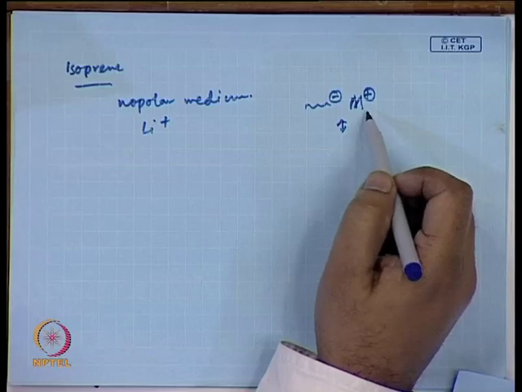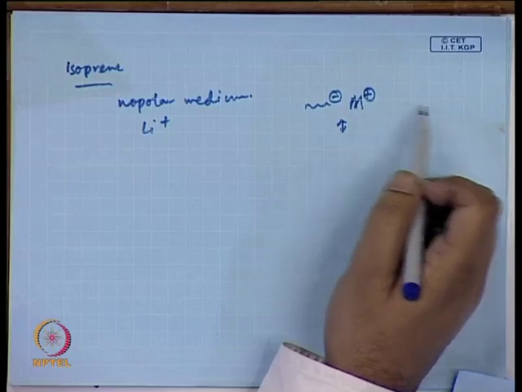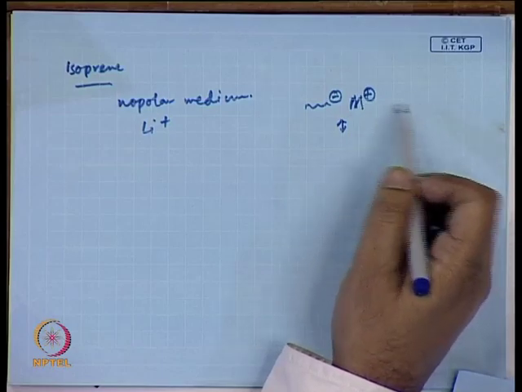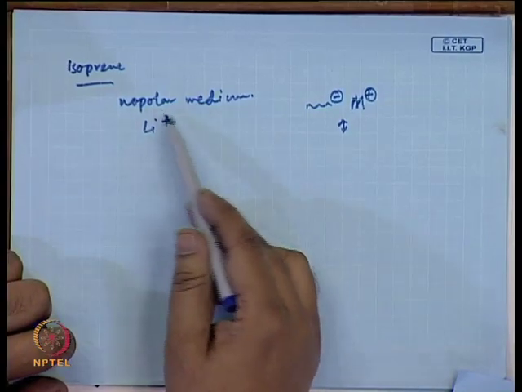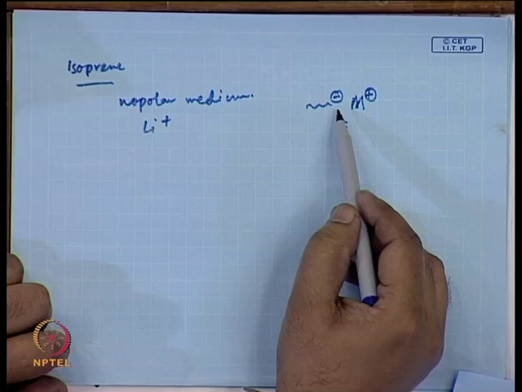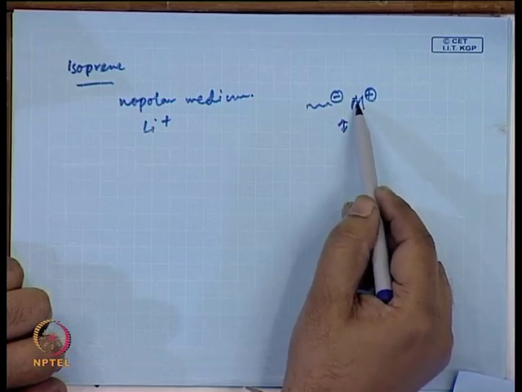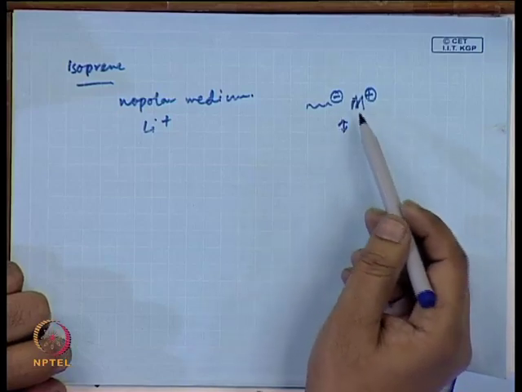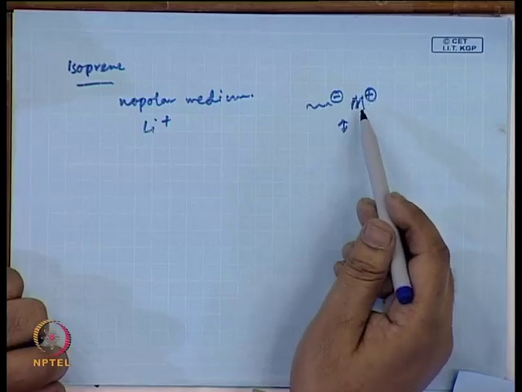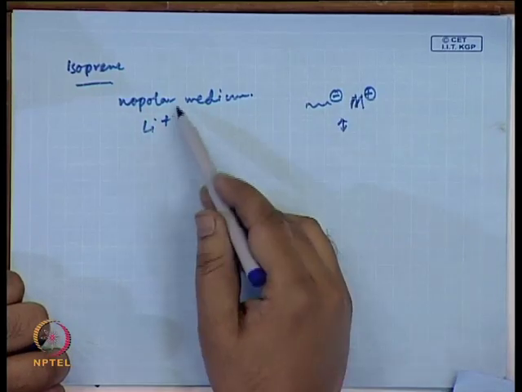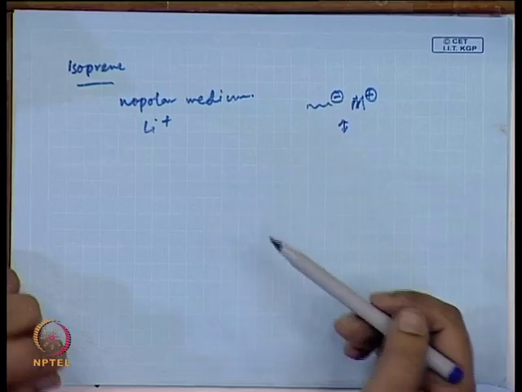If the polarity of the medium is higher, then they will slowly move from a tight ion pair to a loose ion pair, then to free ions. If the polarity of the medium is lower, then they will become closer and closer. If you are in a non-polar medium, they will become a very tight ion pair. Now, if you have a tight ion pair, then the smaller the size of this counter ion, the tighter would be the interaction between the anionic part and the cationic part. So, in this case, non-polar medium and lithium counter ion, they will remain as a tight ion pair.